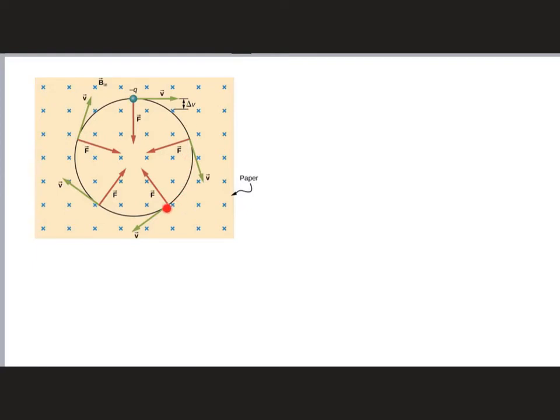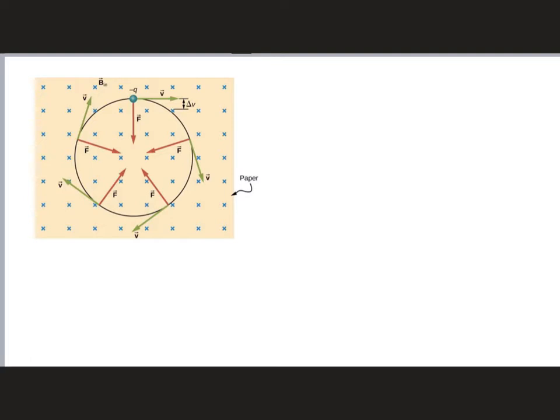Here is a picture of a negative charge moving in a clockwise direction around a circle in a magnetic field that is directed into the page. We know that the magnetic field is directed into the page because the magnetic field is symbolized by X's, which mean the back of the arrow, and it means into the page. You will notice first that the forces are completely perpendicular to the velocity, which is true of magnetic forces.